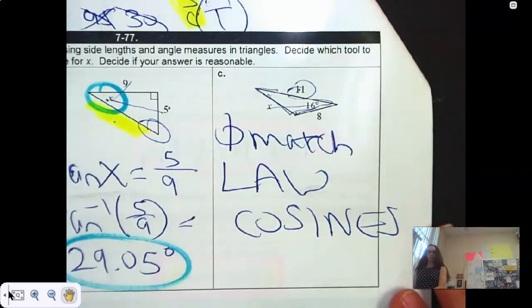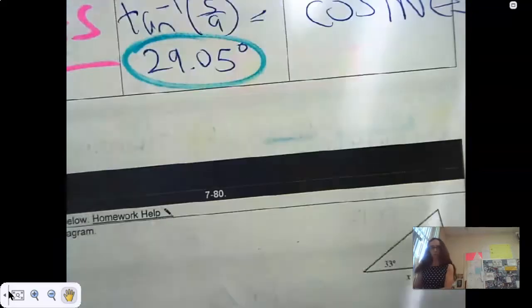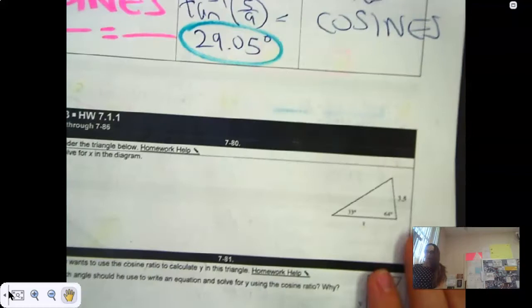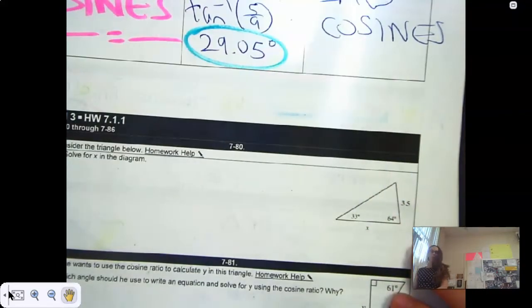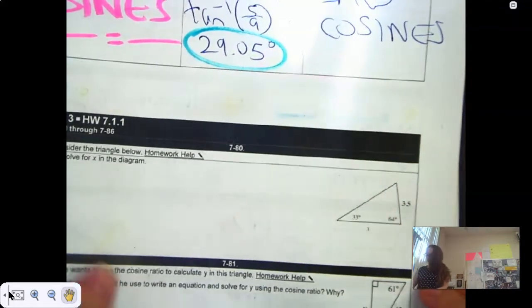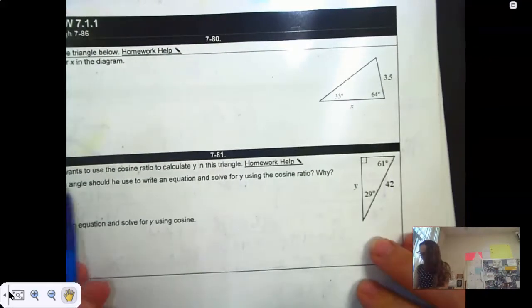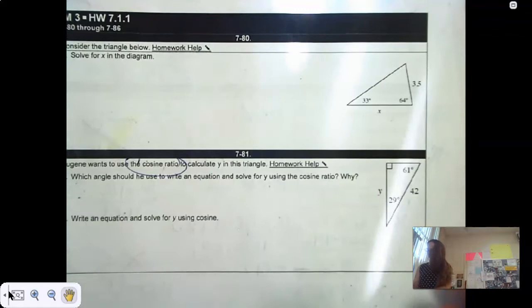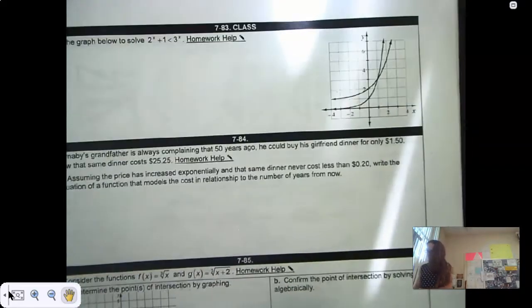Okay? All right. Let's go over the homework here in the last couple minutes so you make sure you're good. So they want you to solve for x. You're going to have to decide which one of these methods, and you're going to have to actually do it. This one, you figure it out. You can read, okay? You figure out what to do. It looks like they want you to use the cosine ratio.